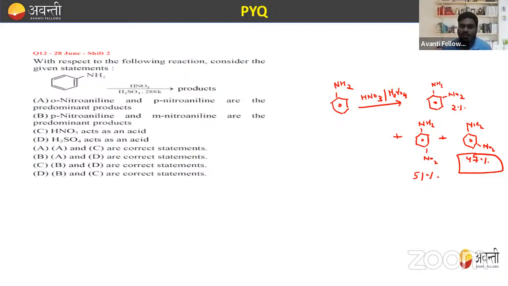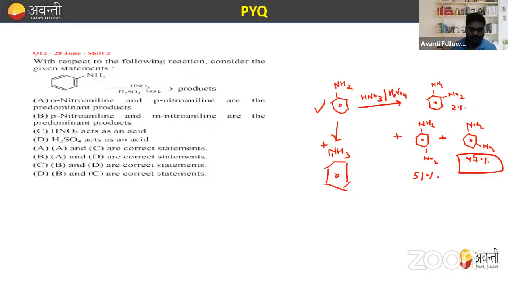So why is it so? Because aniline in acidic medium, right? Because this one is aniline. Aniline in acidic medium acts as an anilinium ion, right? This is NH3 plus. It acts as an anilinium ion in acidic medium, and the anilinium ion has a strong tendency to form the meta product, right? That's why this phenomenon takes place, and a good amount of meta product is also formed.